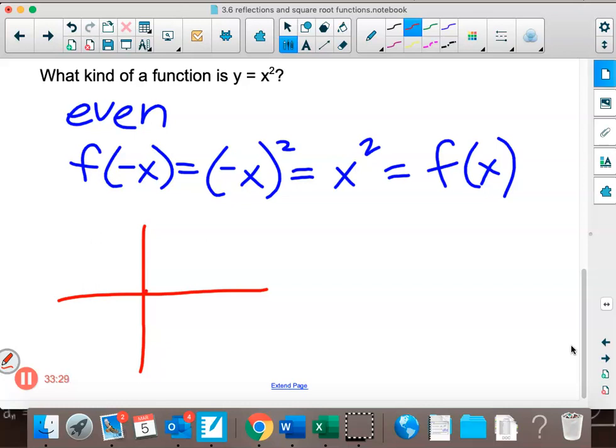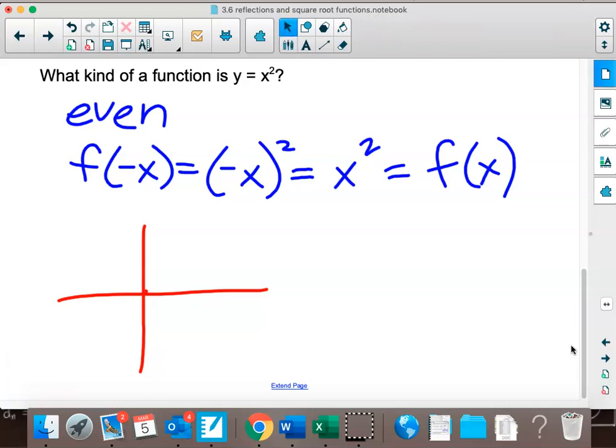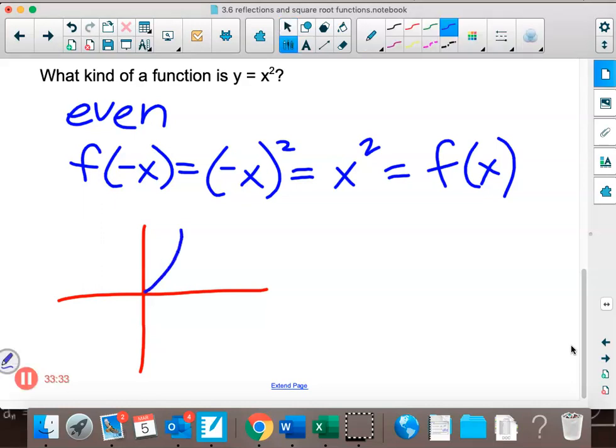So suppose I stuck a pin. Here, I'm going to draw a graph with origin symmetry so you can see it. This graph has origin symmetry. Point symmetry is called rotational symmetry. And what that means is if I stick a point right here.